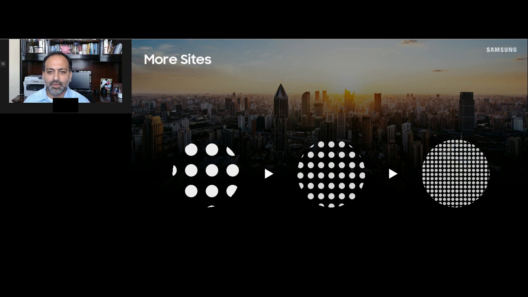And then the third piece of this puzzle, excuse me, is more sites. Being able to densify your network, to split cells, to be able to take spectrum and bring it to a smaller area in order to serve high population density areas. That's critical as well. So those are kind of the traditional tools that operators have had to work with. And in 5G, all three of them have been really, really important.